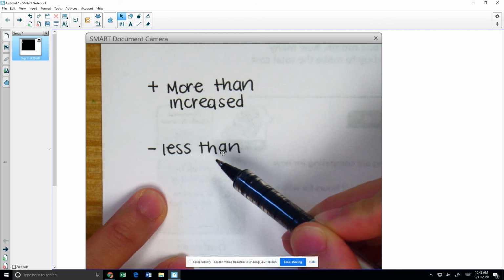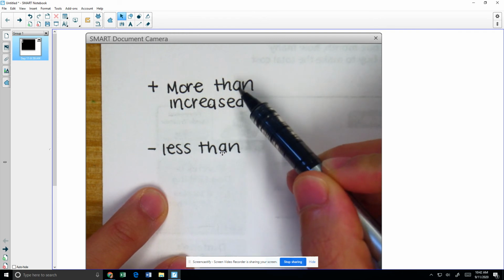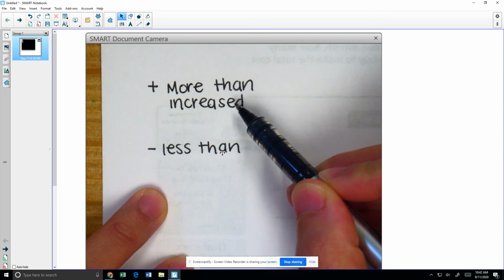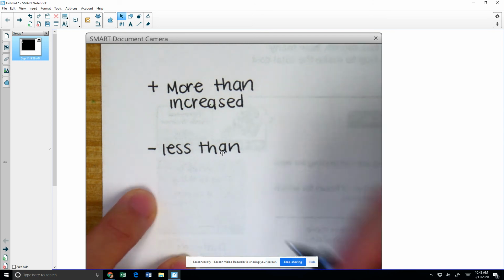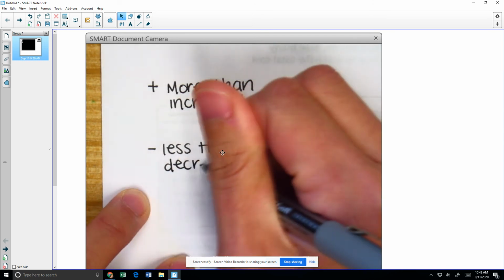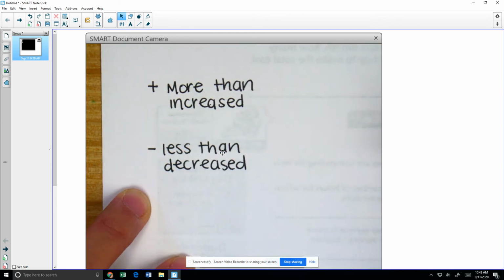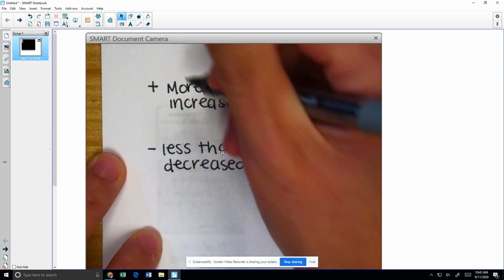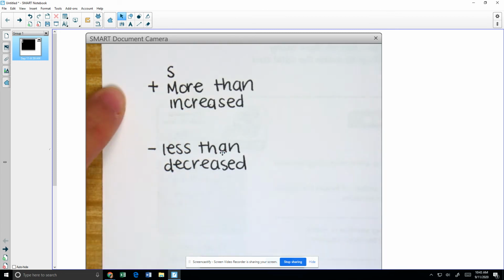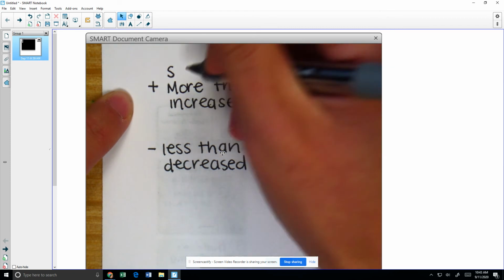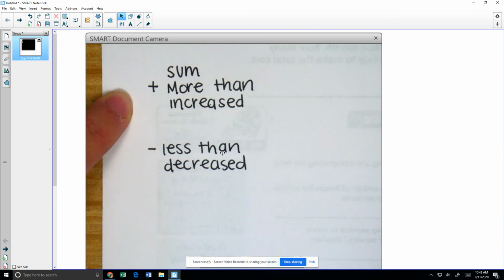They say less than. Yes, but what is the opposite word for increased? Oh. Decreased. Good job. Decreased, yeah. Okay. Now, out of these 2 words, there is another one that starts with an S that means add. Does anyone remember? The sum. Yay! The sum means add.